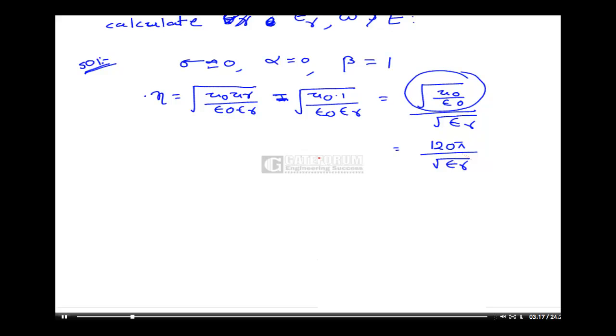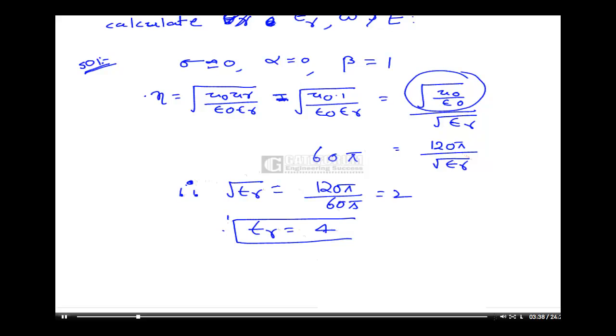But eta is given 60 pi. Therefore square root of epsilon r is equal to 120 pi by 60 pi, that is equal to 2. Therefore epsilon r is equal to 4, taking the square on both sides. So like this we can calculate the epsilon r value.